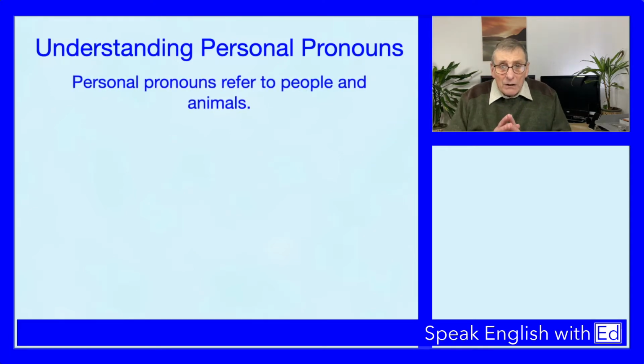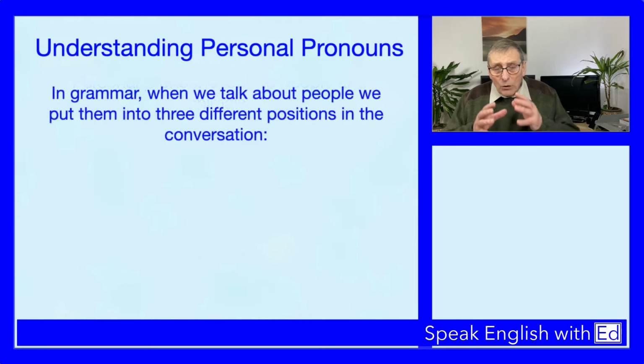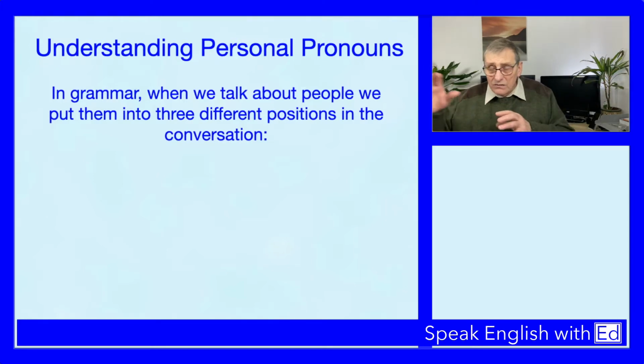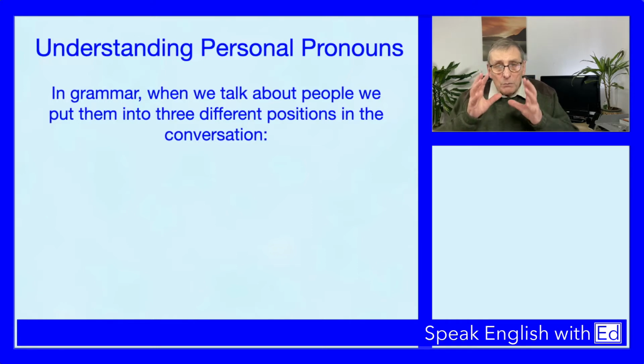So, personal pronouns refer to people and animals. We refer to people and animals with the personal pronouns that we're going to use here. And in grammar, when you're talking about people to somebody, we put these people into three different groups, three different positions inside the conversation. Not physical positions, not one in the kitchen and one in New York. No, positions within the conversation.